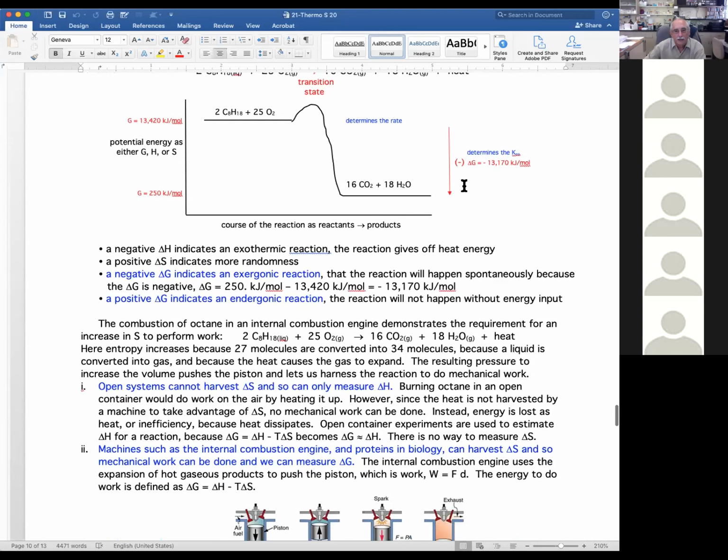What it means, if you have a negative delta G, is that it's going to happen. We often use the word exergonic and endergonic if we're actually talking about G.